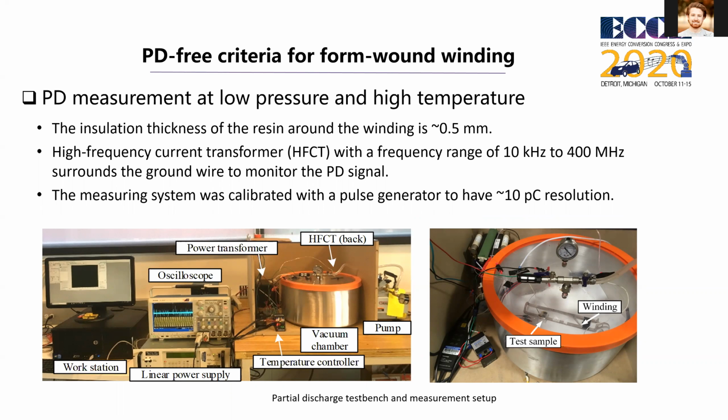The windings are put in the vacuum chamber. A high-frequency current transformer, HFCT, with a frequency range of 10 kHz to 400 MHz surrounds the ground wire to monitor the PD signal, and the PD signals are recorded by the oscilloscope. Before testing the samples, the measuring system was calibrated with a pulse generator to have 10 picocoulomb resolution.